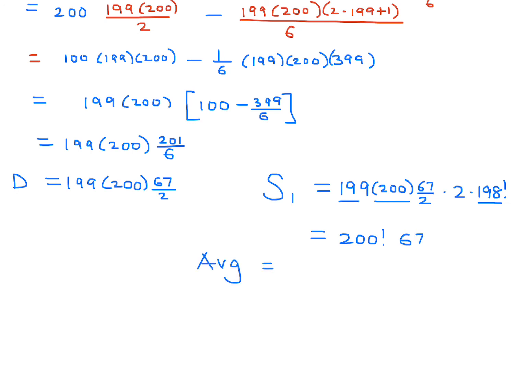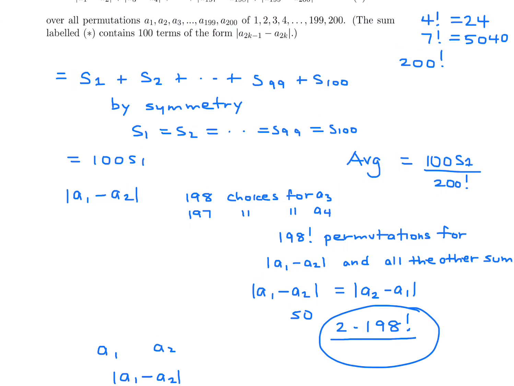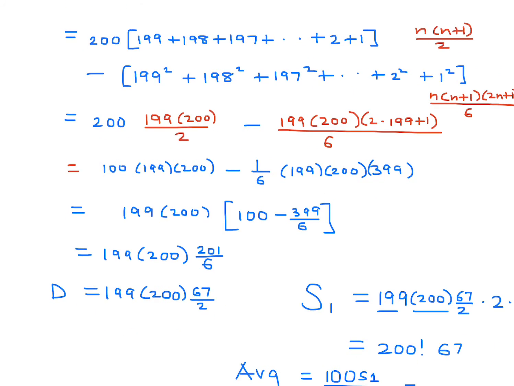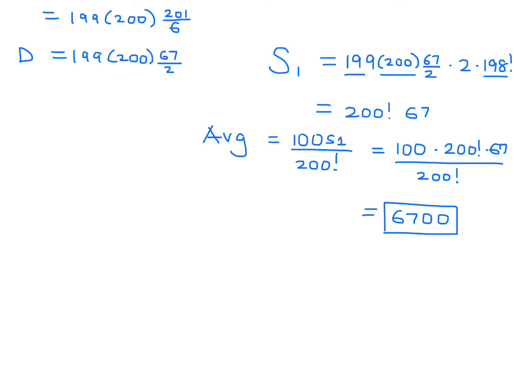So finally, the average is S, if you remember, 100 S1 over 200 factorial. And that was from all the way here. We had established that 100 S1 over 200 factorial. So that is going to be 100 times 200 factorial times 67 all over 200 factorial. And the 200 factorials cancel and you get just 6,700. And that's the answer.